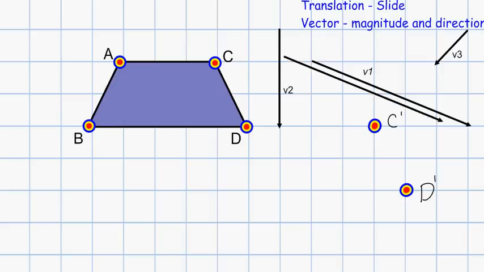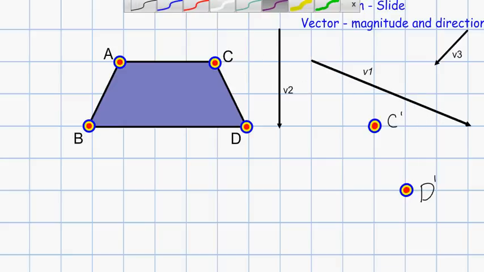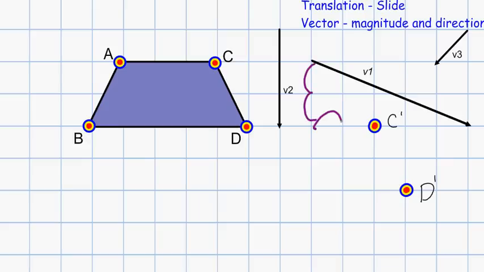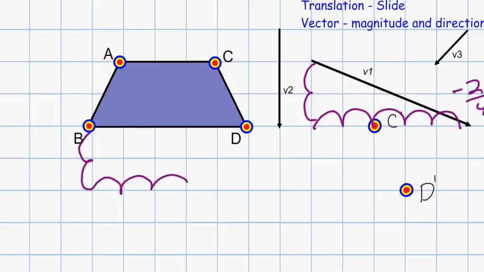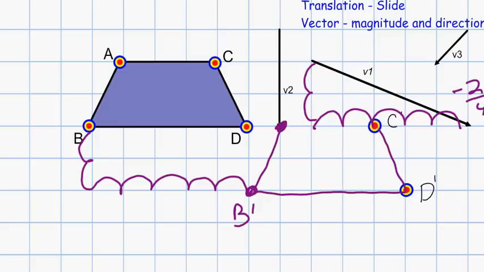But what you can do is realize that this vector goes down 2 and over 5. So for point B, I will go down 2 and over 5. And this is where B prime will end up. And if I do the same thing, A prime would end up there. I connect my vertices to find out where my translated trapezoid will be.